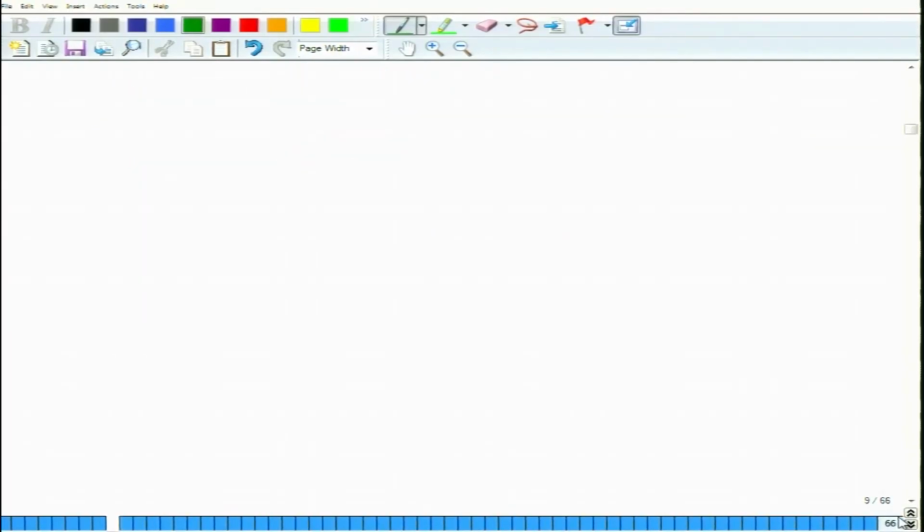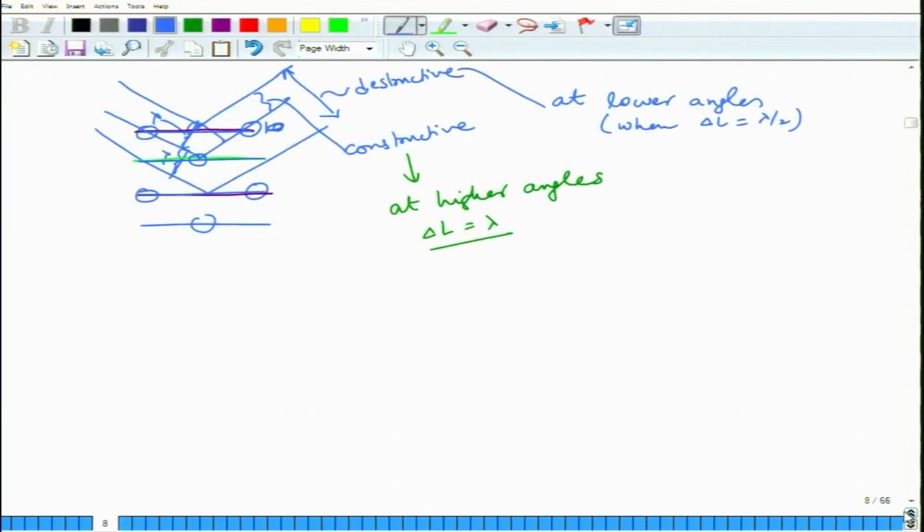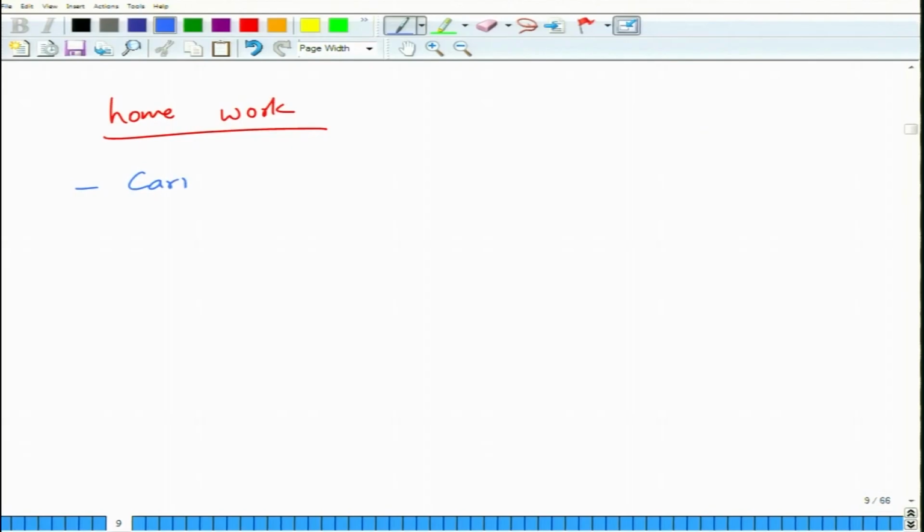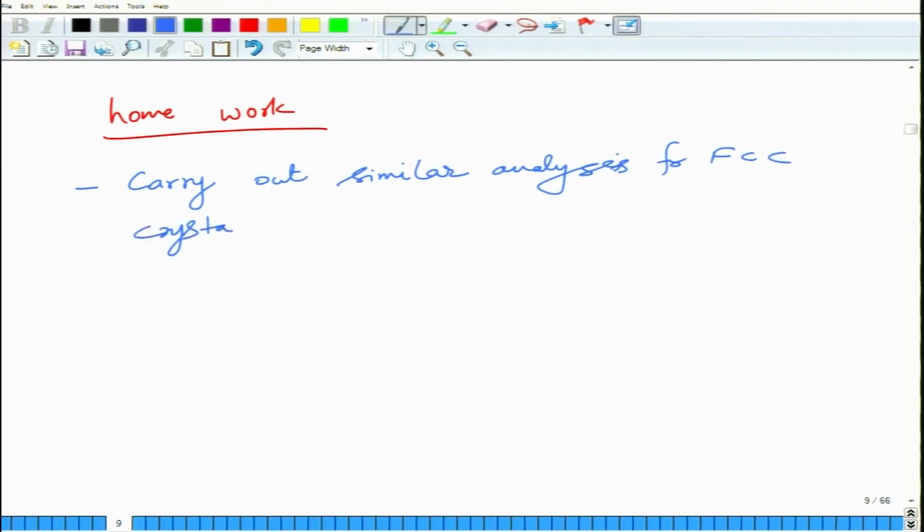Now, similarly if you do the same analysis for FCC, I will leave you as a home exercise, homework. These are basically called extinction conditions, okay. So, for BCC it is H plus K plus L should be even for diffraction to occur, okay. So, as a homework you can carry out similar analysis for FCC crystals. So, for FCC crystal, I will give you the answer. The answer is HKL should be unmixed, that is all even or all odd.